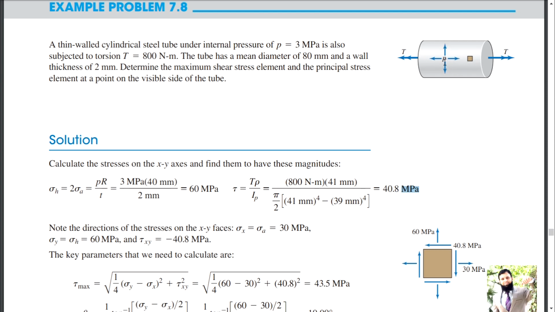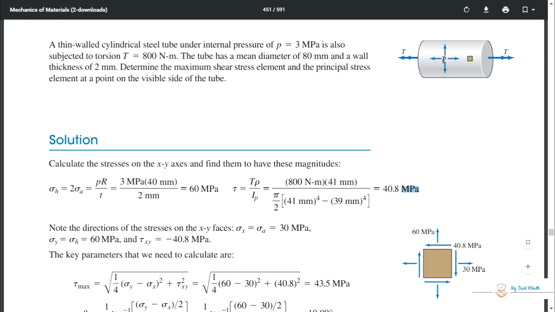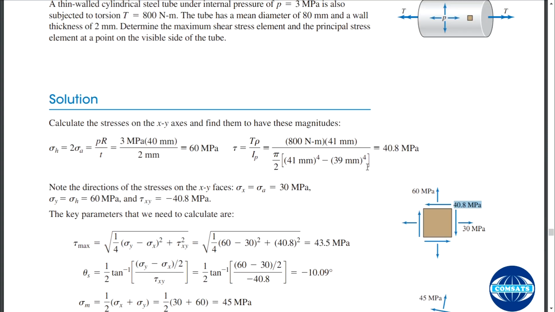So you are going to show hoop stresses in this direction and torsion in this direction. How are you going to show? Hoop stresses are in this direction, so this is upward 60 megapascal, and torsion is in this direction, so this is 30 megapascal. Torsion is a shearing. I told you before that torsional stresses are shear stresses. So shear is positive, and they have shown it in the negative case.